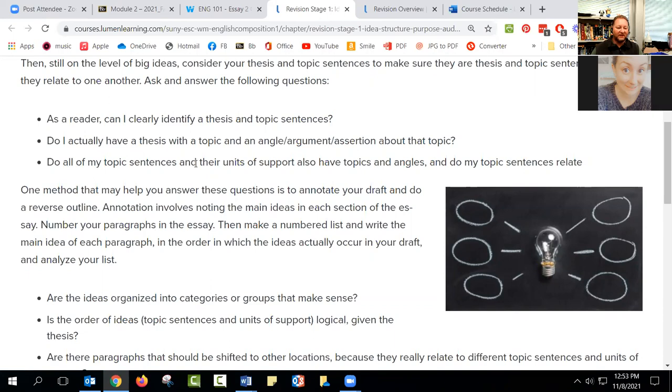So a terrible topic sentence using that dog example would be, there are many types of dogs to adopt. Really? Everybody knows that. If you've ever seen dogs, you've seen more than one, you know there are many types of them. Terrible topic sentence because there's no angle there.